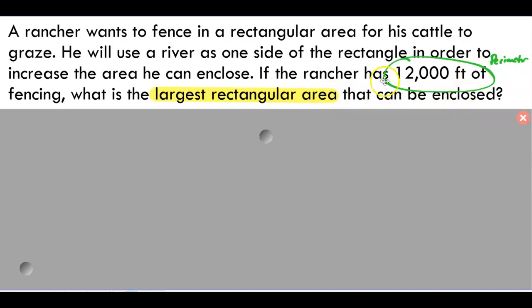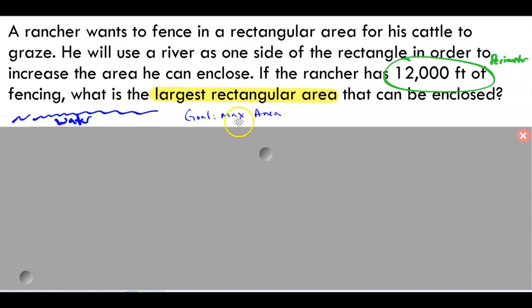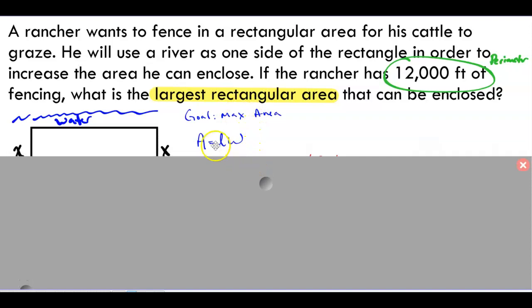So we actually know 2 things now. We know our perimeter, which is 12,000 feet, and we want to maximize the area. So I'm thinking we actually have 2 things going on. Our goal is to maximize area. So I'm going to write that equation. The area of a rectangle is length times width, right? That's what I'm going to end up taking the derivative of, because that's what I want to find.